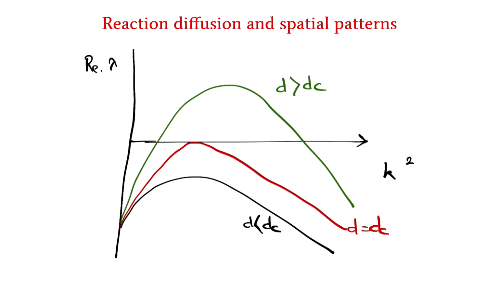So together, these four conditions tell you what you need to destabilize, and what the allowed wave vectors are that will allow these perturbations to grow.